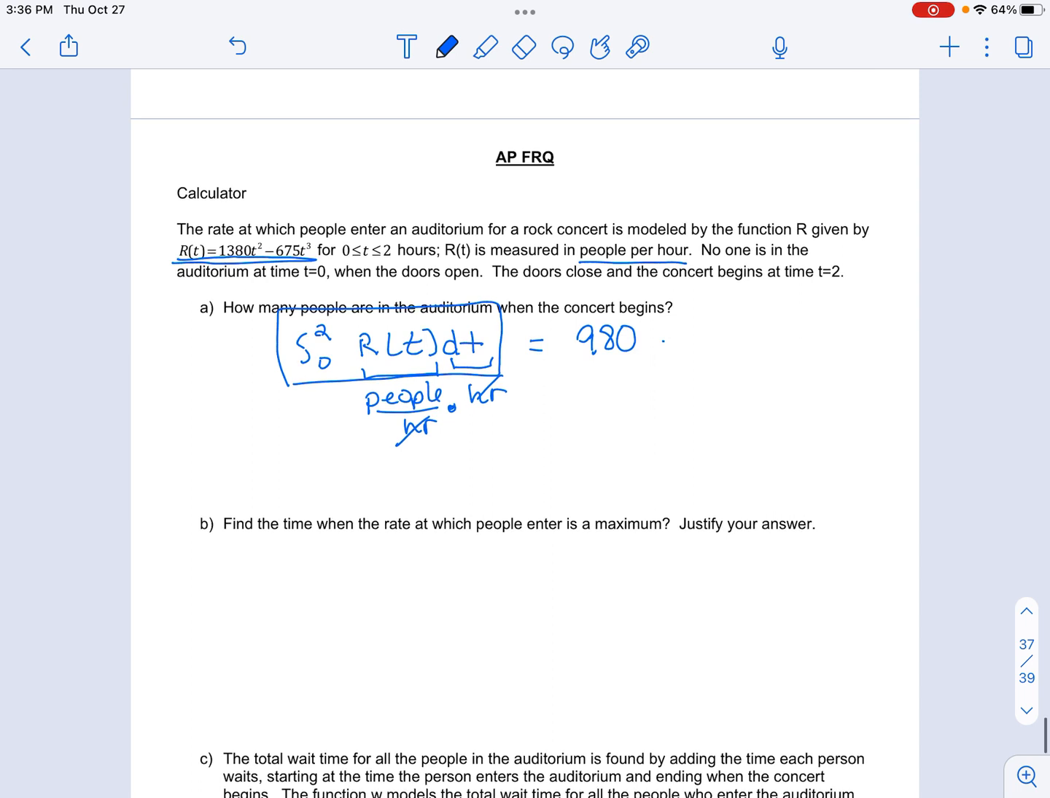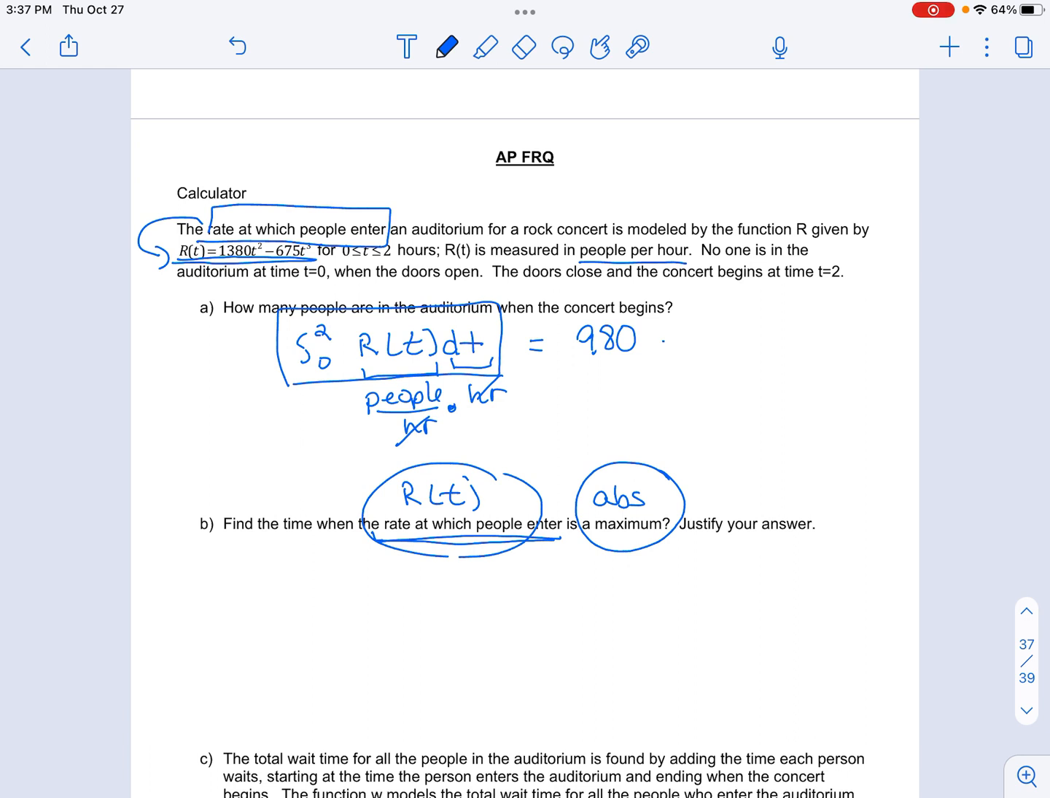Okay, next question. Find the time when the rate at which people enter is a maximum. So the rate at which people enter, right? This is the equation R of t. So this is asking when is R of t, and if they don't put a word in front, remember it means absolute. So the question is, when is R of t an absolute maximum? When do you have a time value? So think about if I ask, when does f of x have an absolute max?